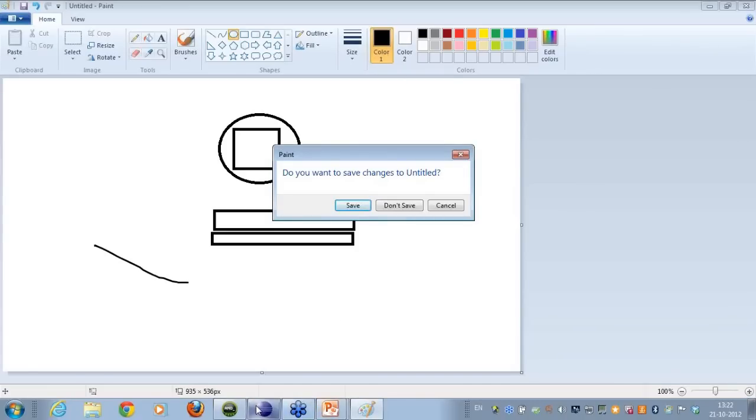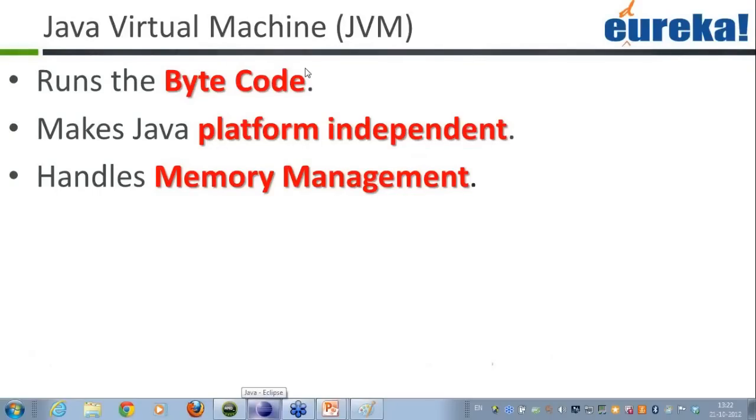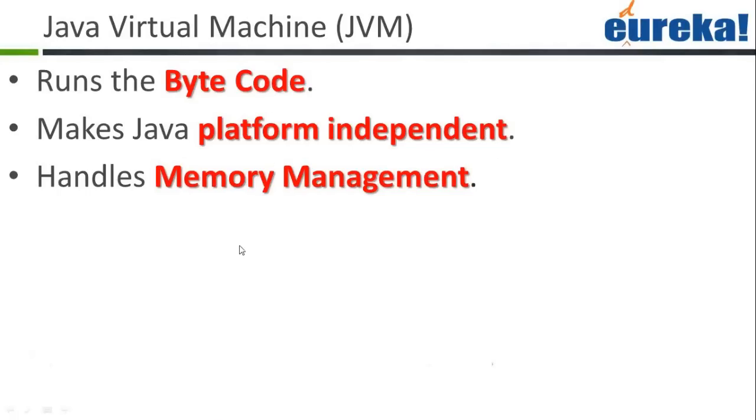Now let's see how exactly the JVM works. As I told you, it runs the bytecode. I think I have a leftover question from Amit. Yes, he is saying, I cannot understand what bytecode is. I'll make you understand what bytecode is in the further slides that I have. Don't worry about that. It makes Java platform independent, and it also handles the memory management.